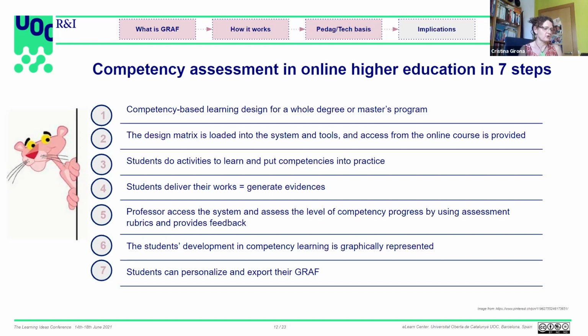Let's go to number 4. Students deliver their works, that is, they generate these evidences. Number 5, professor assesses the level of competency progress by using rubrics and provides feedback. Number 6, the progress is graphically represented. And then number 7, students get a graph report which might be personalized, exported, and shared.